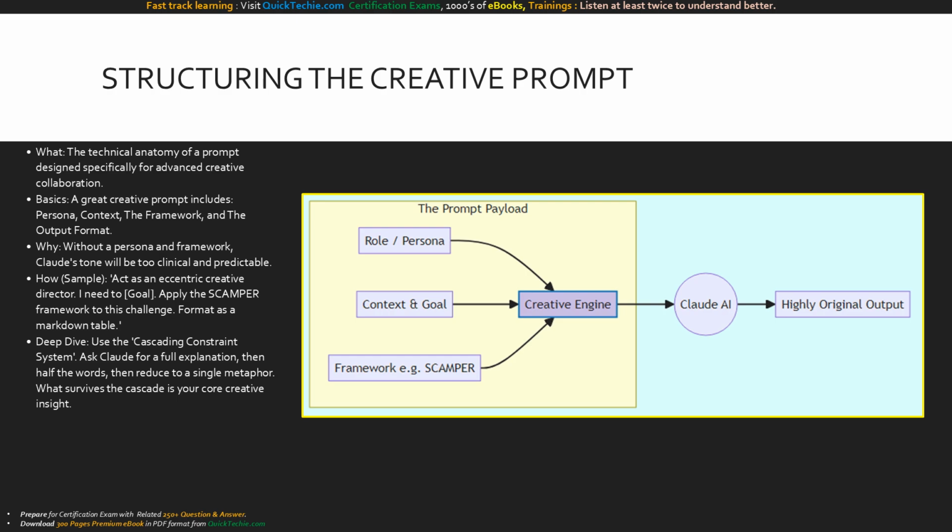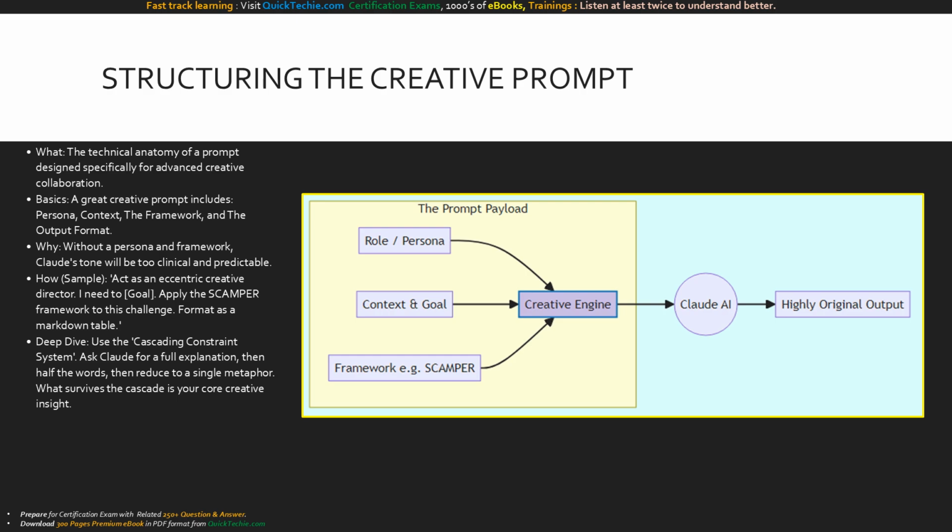First, roleplay is essential. Start your prompt with, act as an eccentric creative director, or act as a skeptical minimalist designer. This instantly shifts Claude's vocabulary and tone away from clinical AI speak. Then, explicitly name the framework. Don't just ask for ideas, command Claude, apply the Scamper framework to this challenge.